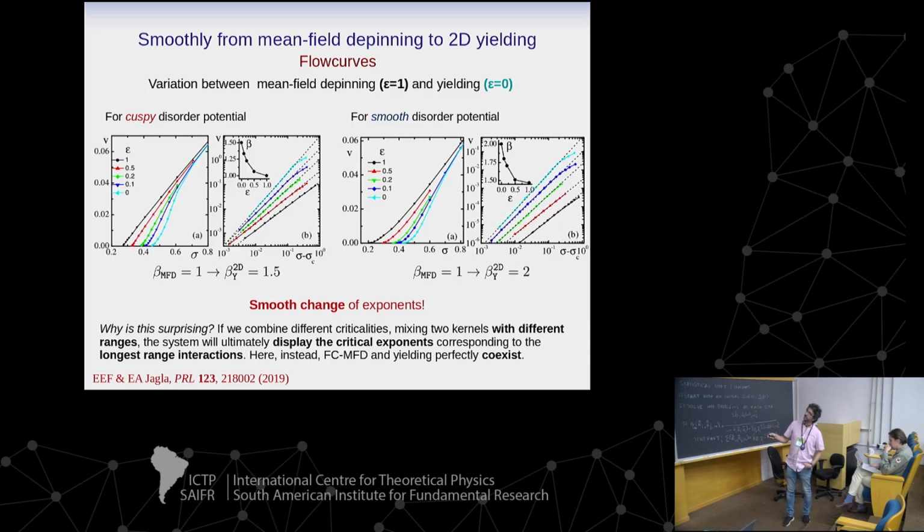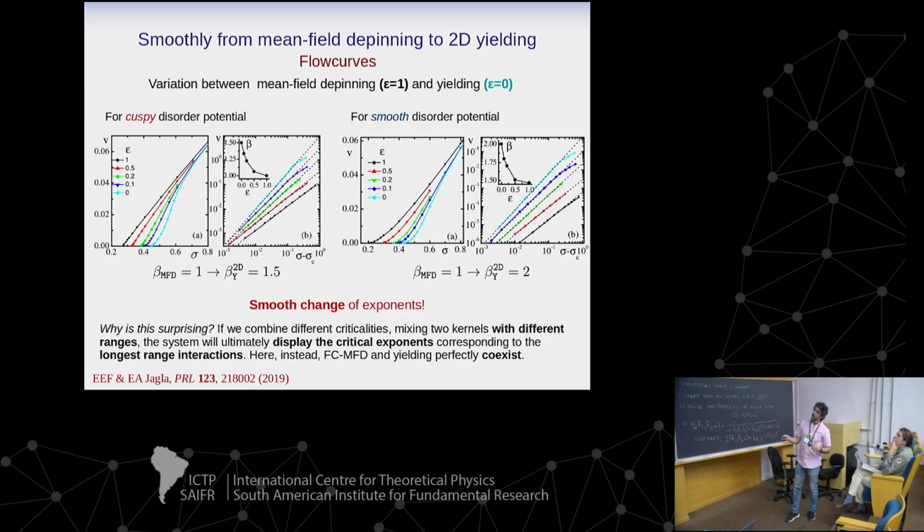And everything that happened for the pinning also happened for the smooth case, so let me just tell you this. Here I show the flow curves when changing epsilon, as I said, from 0 to 1. And what we see is that the exponent smoothly varies from 1, which is the beta of the mean field depinning, to 1.5, which is the beta of the yielding. So none of the two problems dominates over the other. When you mix them, they just smoothly collaborate to have an effective exponent in the middle, reaching one problem in one limit, and the other problem in the other limit.